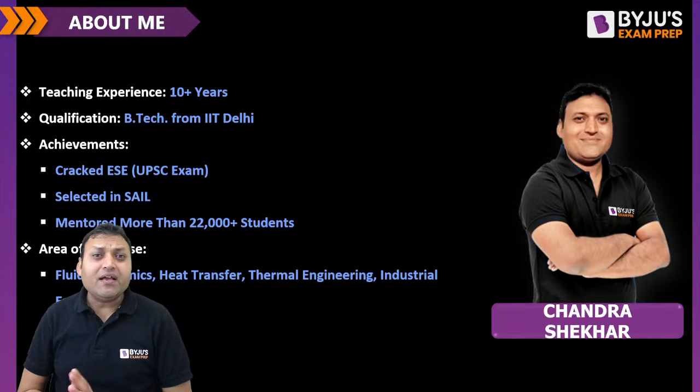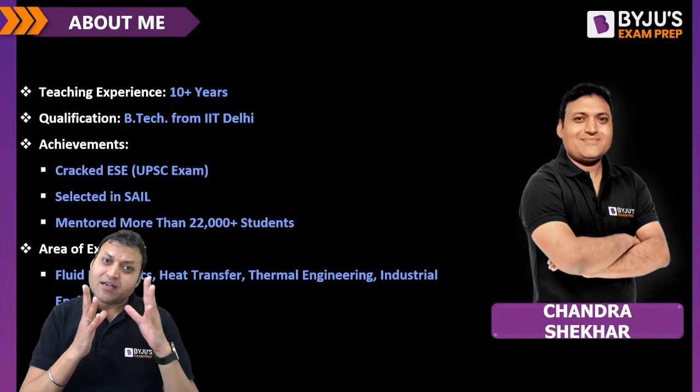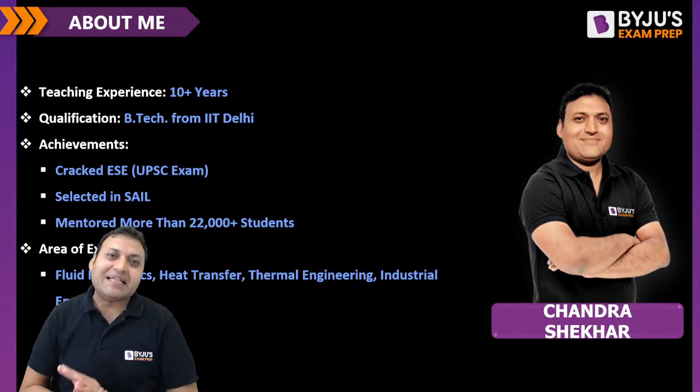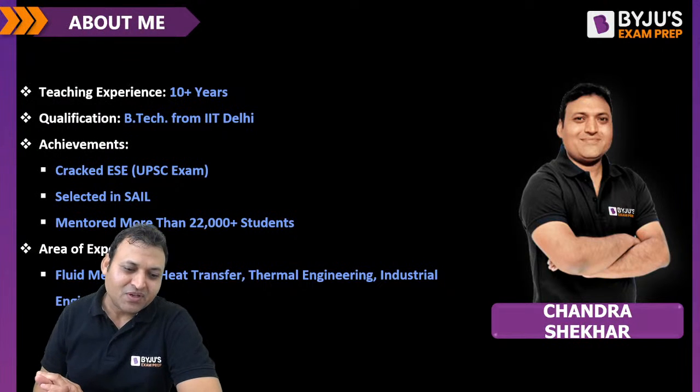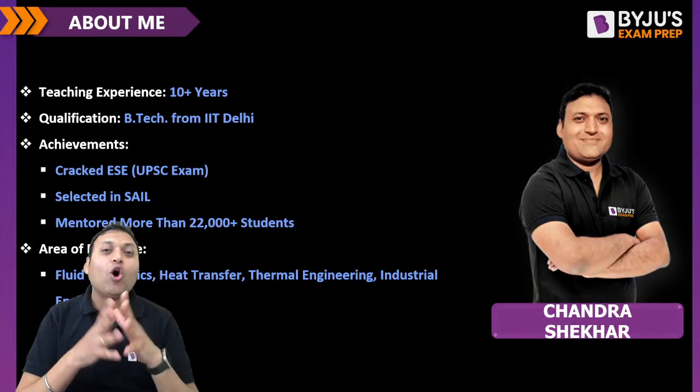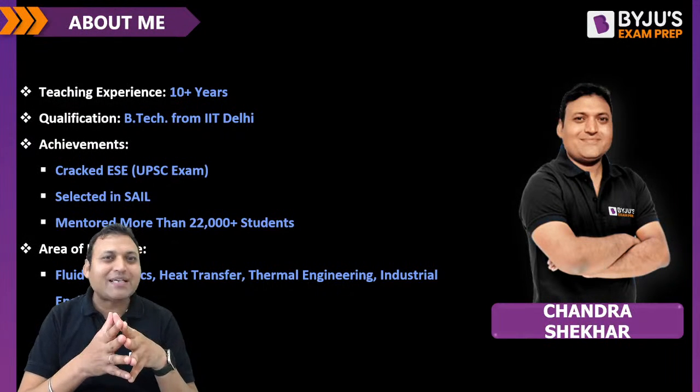You must be knowing that, similar to all the other GATE papers, the XE paper also carries 65 questions in total and the total marks is 100. But the difference here is that out of the 7 optional subjects, you are supposed to select any 2.